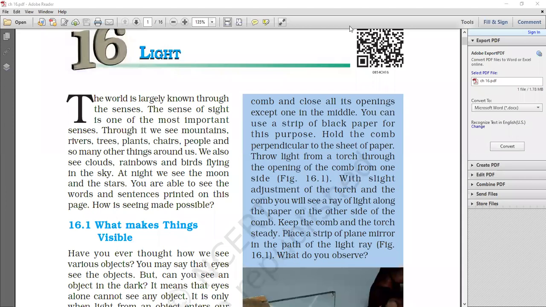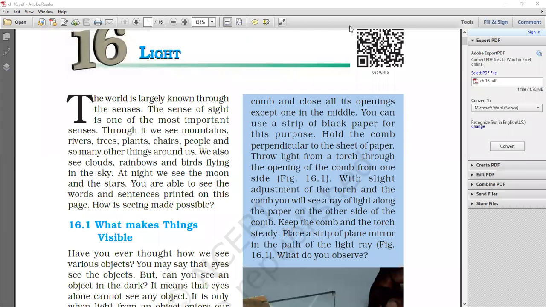In today's class, we discuss chapter number 16 in your NCERT book. The chapter name is light. Light is a form of energy, okay? And without light, we can't see anything, okay?